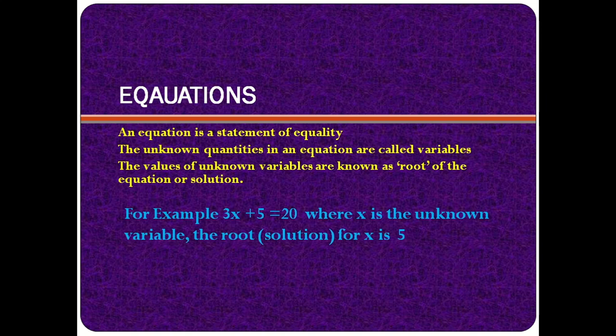For example, 3x plus 5 is equal to 20. In this equation, when x is equal to 5, we can satisfy the equality. 3 into 5, 15. 15 plus 5 is equal to 20. So, very simple. What is an equation? An equation is a statement of equality. Mathematical equation, algebraic equation. In an algebraic equation, at least one variable remains unknown. We will have to find out the value of the unknown variable, maybe x or y.